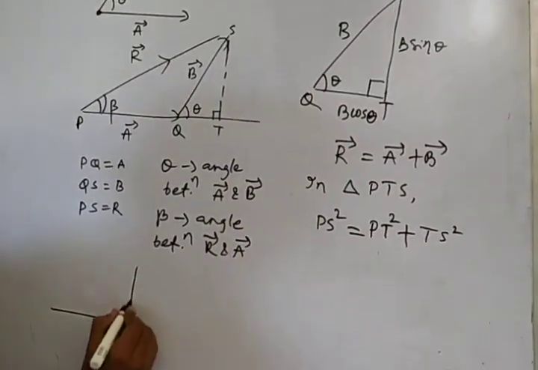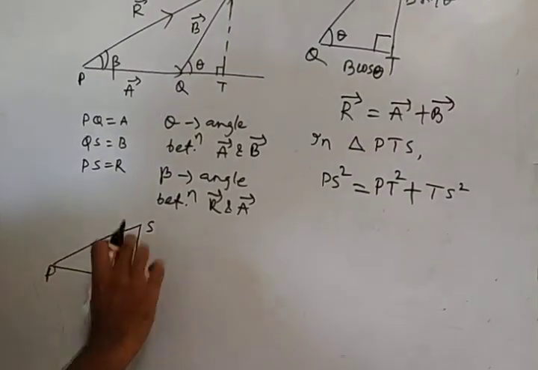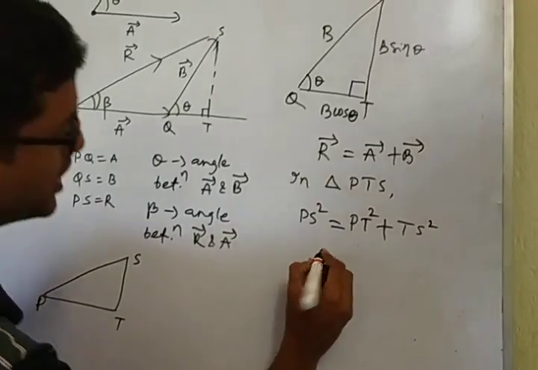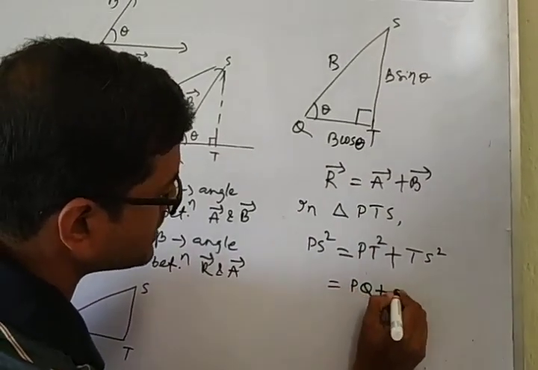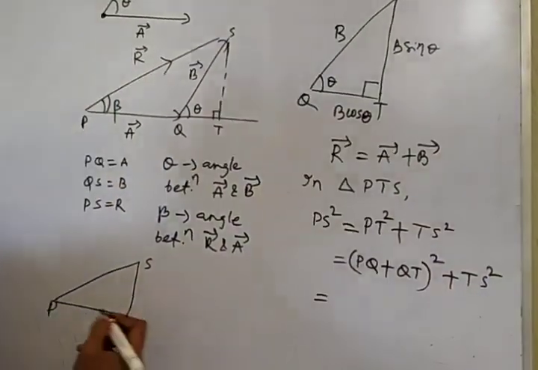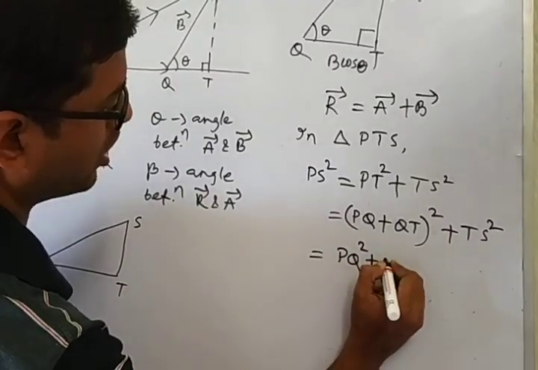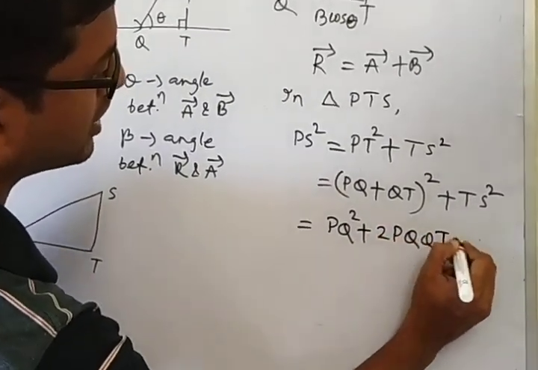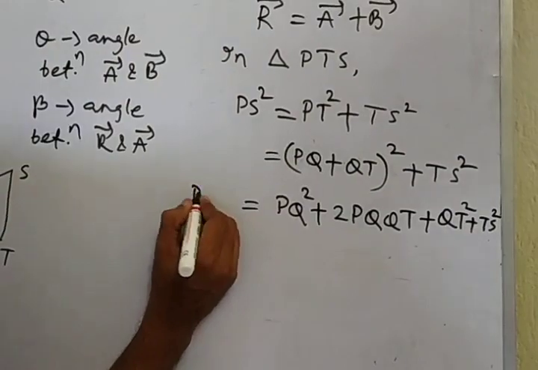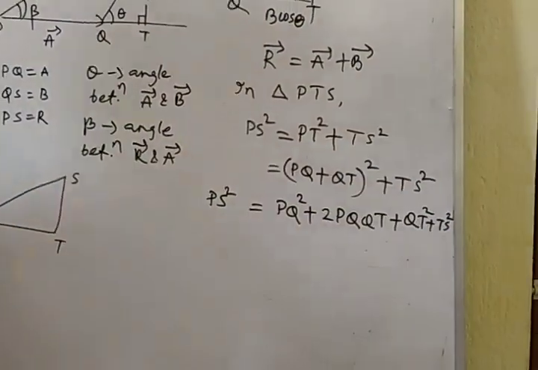For your convenience, I am zooming this picture. This is my P, this is my T, this is my S. So PS square equals PT square plus TS square. I can write PT equal to PQ plus QT, so PQ plus QT whole square plus TS square. I keep on solving, using the A plus B whole square formula: PQ square plus 2PQ into QT plus QT square plus TS square. So I got PS square equal to PQ square plus 2PQ into QT plus QT square plus TS square.